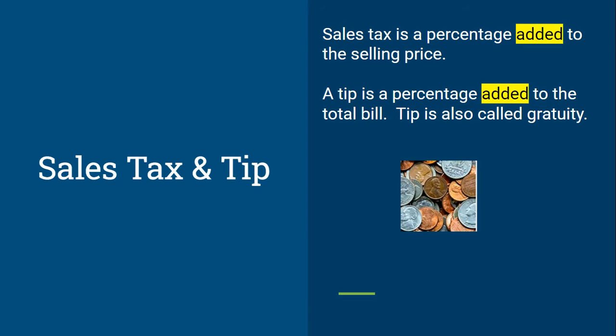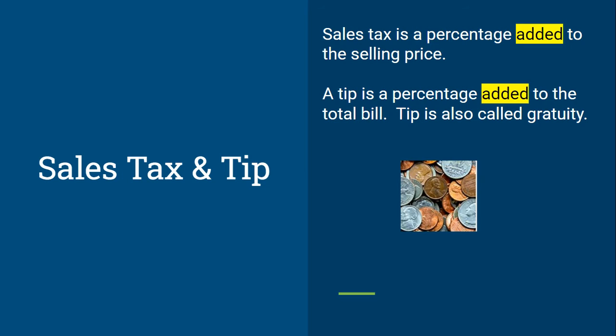All right, the next part of our learning will be sales tax and tip. So sales tax is the percentage that is added to the selling price, and tip is a percentage that is added to the total bill. Tip is also called gratuity. So just to test your knowledge here, who do you think receives the money for tax?